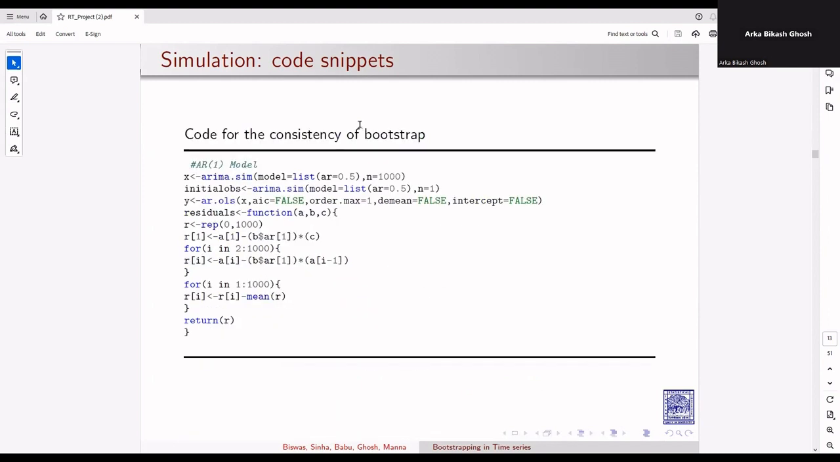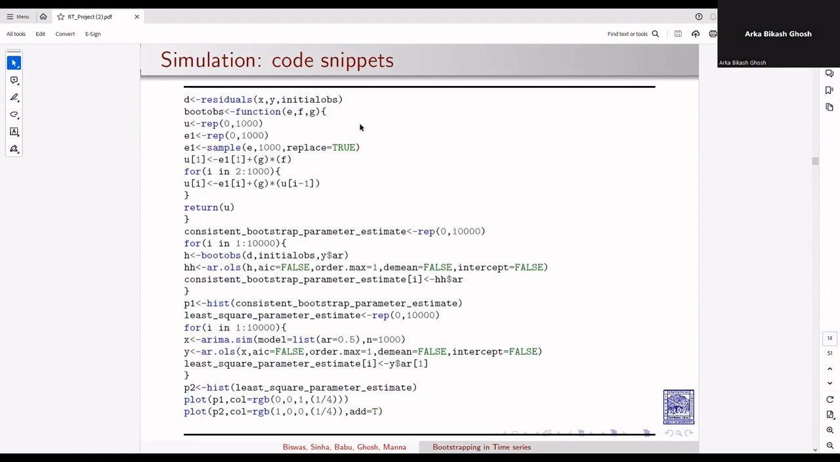Then we create the bootstrap observations function, which takes in the residual, the initial observation, and the OLS parameter as arguments and returns the bootstrap observations. The bootstrap observations are created by adding the residuals to the product of the OLS estimate of the parameter and the previous observations. This way we generate 10,000 bootstrap samples, each of size 1000, and then calculate the estimate of the parameter again by using OLS on each of these 10,000 samples, and then we plotted these estimates.